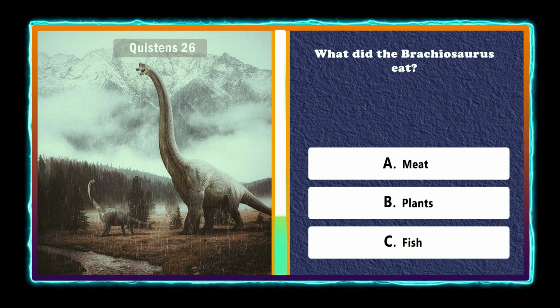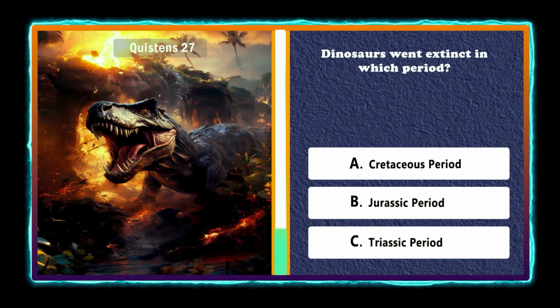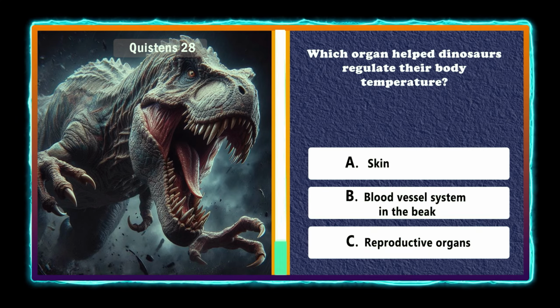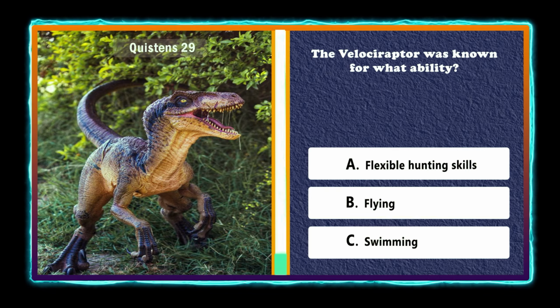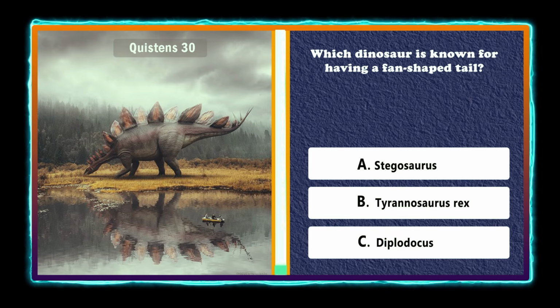What did the Brachiosaurus eat? Plants. Dinosaurs went extinct in which period? Cretaceous period. Which organ helped dinosaurs regulate their body temperature? Blood vessel system in the beak. The Velociraptor was known for what ability? Flexible hunting skills. Which dinosaur is known for having a fan-shaped tail? Stegosaurus.